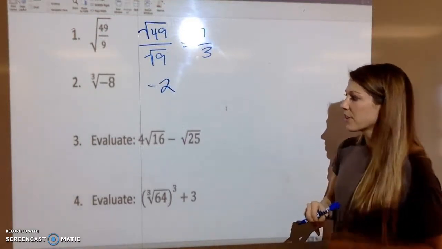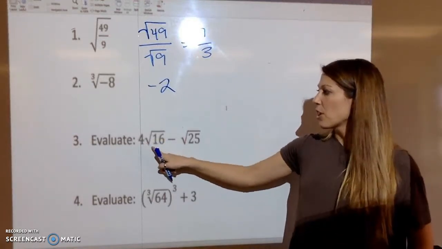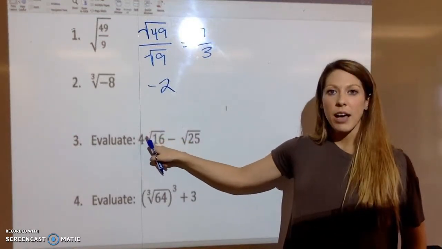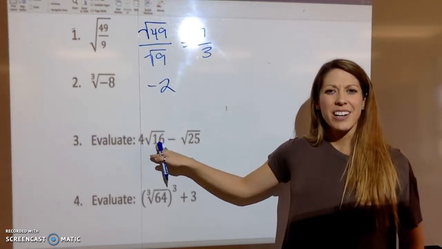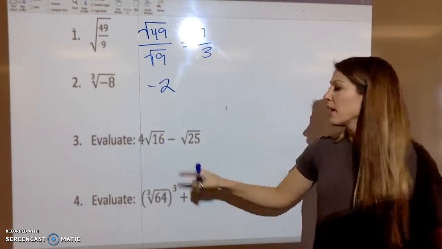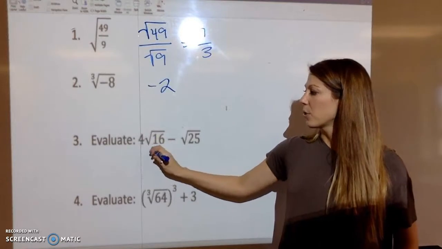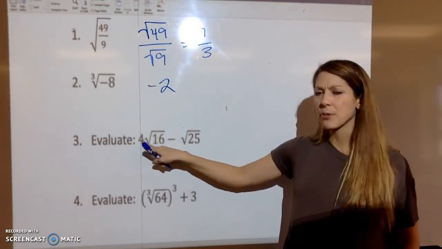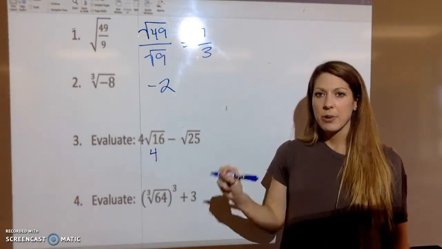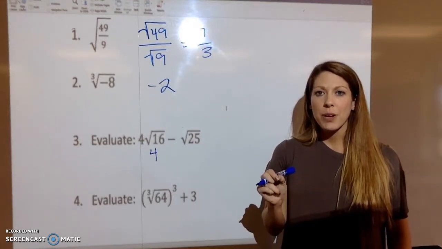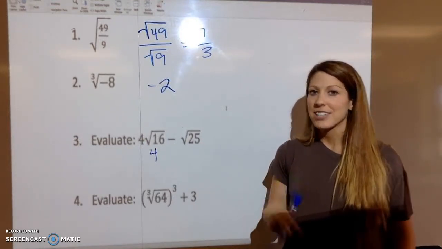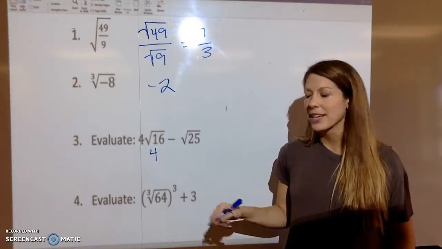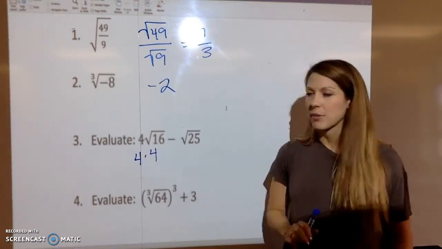Now for number 3, we're actually evaluating an expression. So I would start with the square root signs. That's like your exponents if we're doing order of operations. The square root of 16 is 4. Now there's no operation symbol there. It's just 4 square root of 16. If there's no operation symbol there, it's multiplication. So that's not 4 plus 4. That's not 4 minus 4. This is 4 times 4.